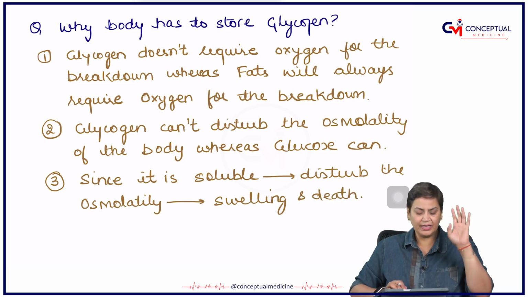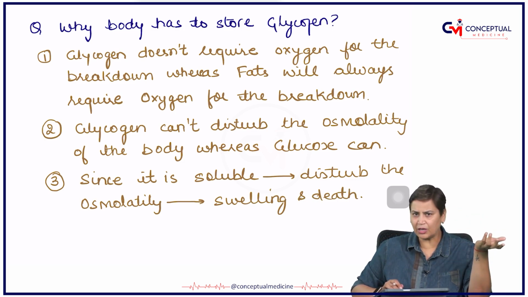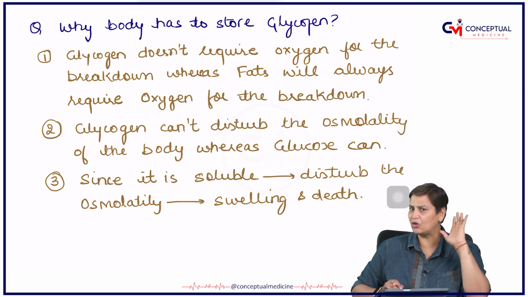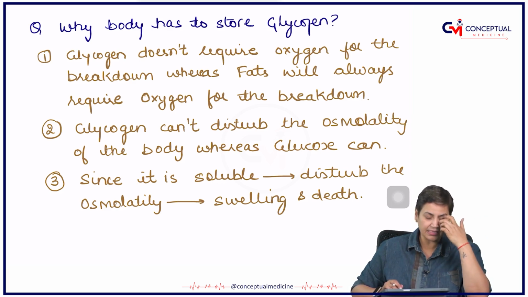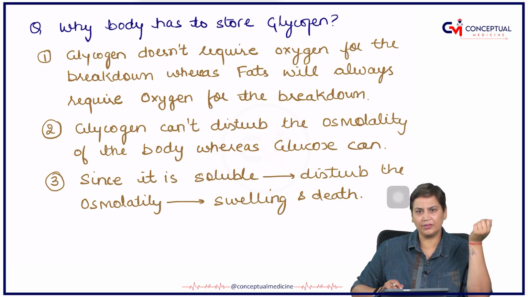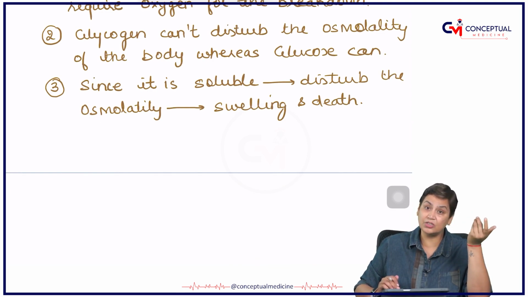Right? So we can say there are two main reasons. One is that glycogen can be easily broken down anaerobically, whereas fats cannot be broken down anaerobically. Second is glycogen cannot disturb the osmolality, whereas glucose can. And the reason behind this is the structure of glycogen. So the body always stores glycogen. Now the question is where glycogen is stored.